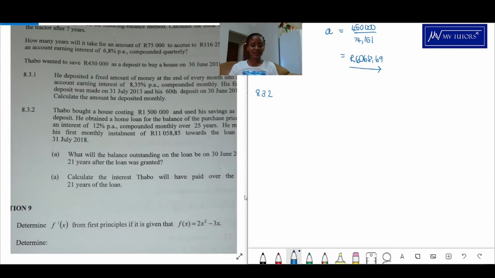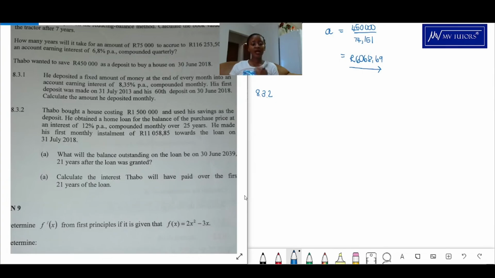Alrighty, so now 8.3.2. Tabo bought a house costing 1.5 million and used his savings as a deposit. So if he used it as a deposit, let's read. He obtained a home loan for the balance of the purchase price at an interest rate of 12%. It's sad that when you want to invest or save, the interest rate is so little, yet when you borrow money from the bank, my goodness, they are killing it. They are charging 12% per annum compounded monthly over 25 years. Can you imagine the interest?